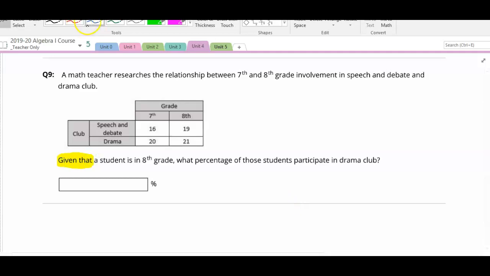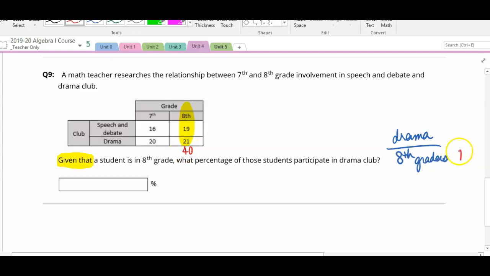We know that the student is in the 8th grade. So out of all the 8th graders, how many are in drama club? So that means we're just looking at the 8th graders right here. We're just looking at the 8th graders. How many 8th graders are there altogether? 20, 40, 40.